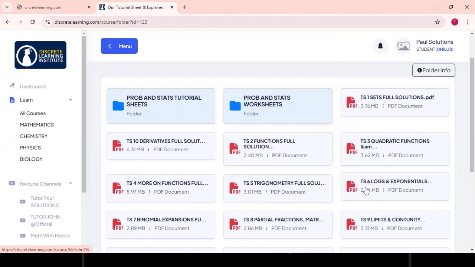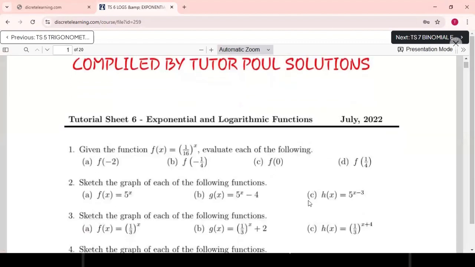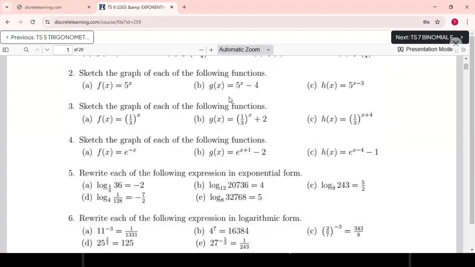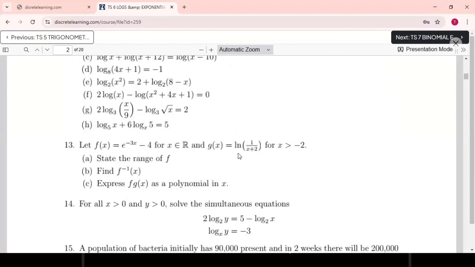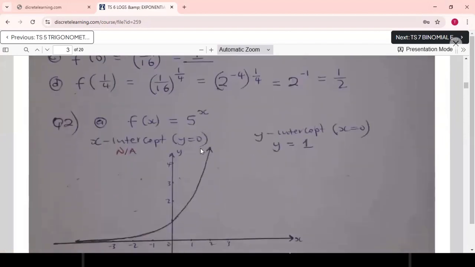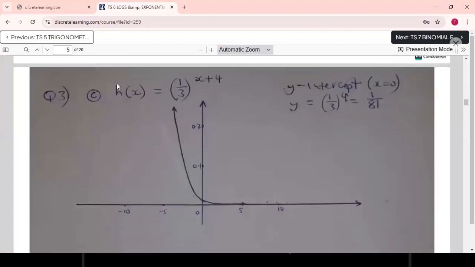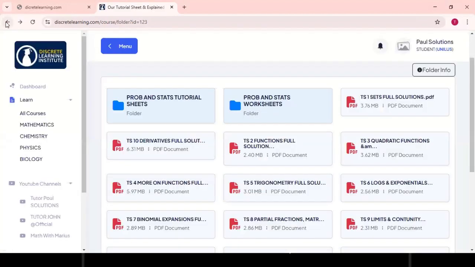Let me say I want to open the one for the logs and the exponentials. So you click on it. So it's going to open here. So you have the questions here. You can take note of the questions that you have and then try to solve them. And then once you are done, go below the questions there. You're going to find the solutions. So these are the solutions there. So you can learn using them. So you can go back there.